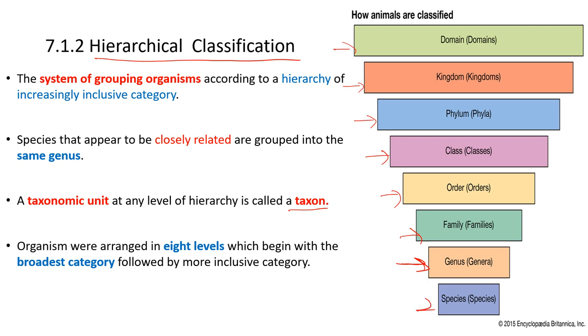Organisms are arranged in 8 levels, which begin with the broadest categories followed by more inclusive categories. These are the 8 levels of how Linnaeus classified organisms. The first one is domain. The second is kingdom. The third is phylum. The fourth is class. The fifth is order. The next is family. The seventh level is genus. And the last one is the specific epithet. These are the 8 levels of classification that you have to remember.